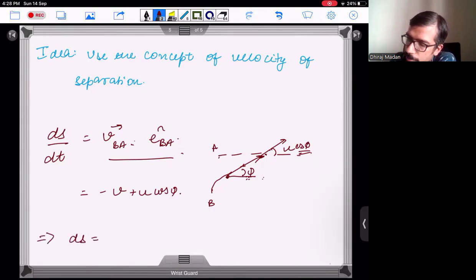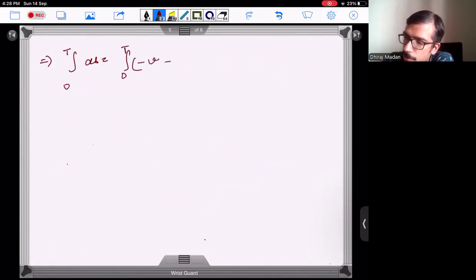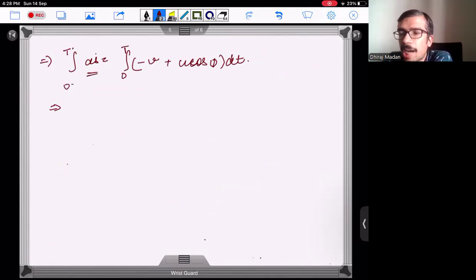And what I can write, okay, so this is like a differential equation now. So ds is essentially minus v plus u cos phi dt. And now if I integrate both sides from 0 to capital T, integral of ds equals integral 0 to capital T of minus v plus u cos phi dt, right? So essentially this integral from 0 to T of ds is now going to be, so at capital T the distance is 0 and initially the distance was L.